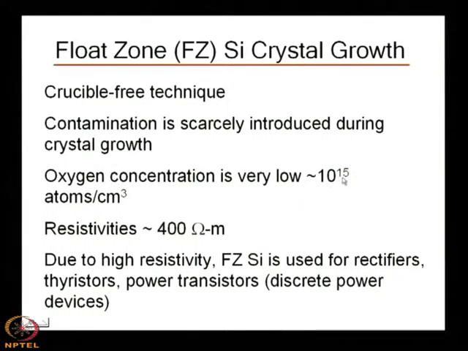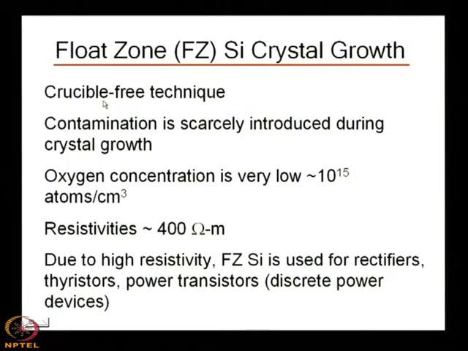It is approximately 10 to the power 15 atoms per centimeter cube, and so the resistivity is very high. It is 400 ohm meter, remember, not ohm centimeter, ohm meter, it is very high. And due to this high resistivity, float zone silicon is used for rectifiers, thyristors, power transistors, that means which are known as the discrete power devices. Okay. So, we find that there is no crucible in this technique.